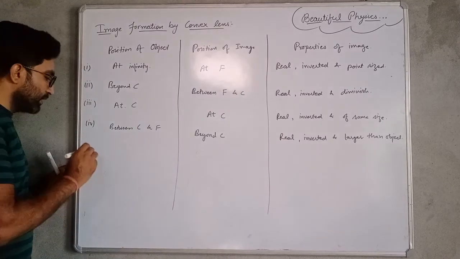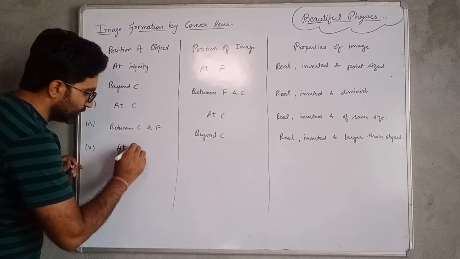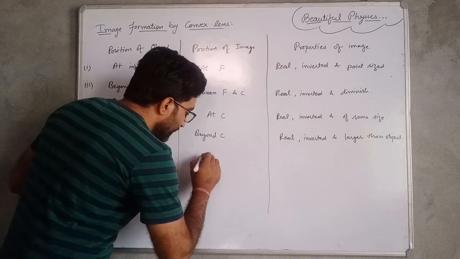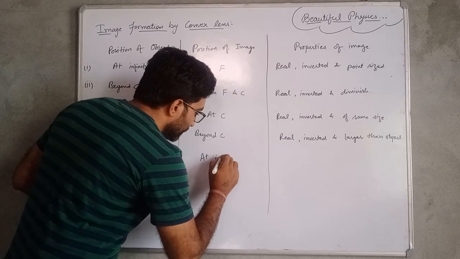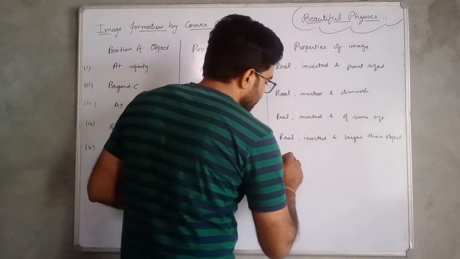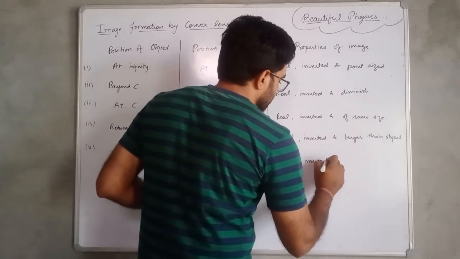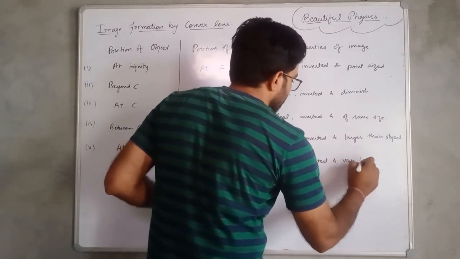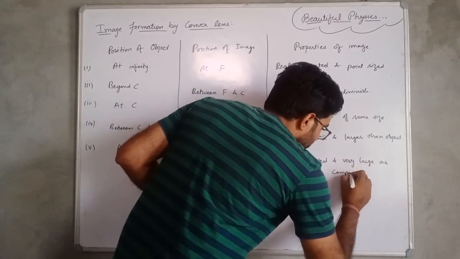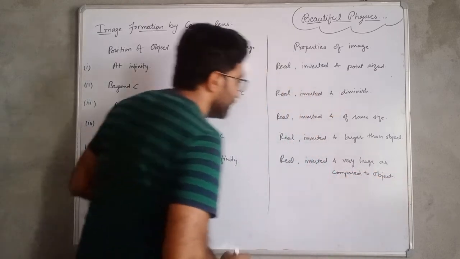Next one is when the object is at F. When the object lies at F, then the image formed is at infinity. Image is formed at infinity, and the image is real, again inverted, and very large as compared to the object. Very large as compared to the object.